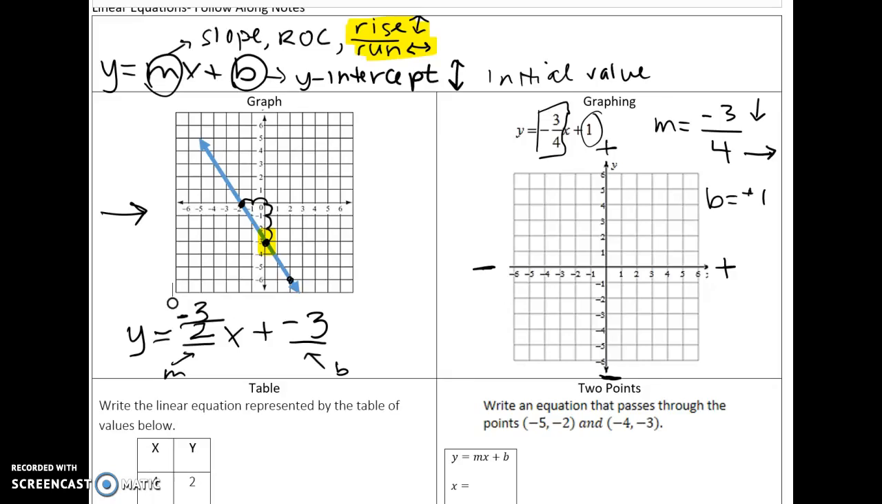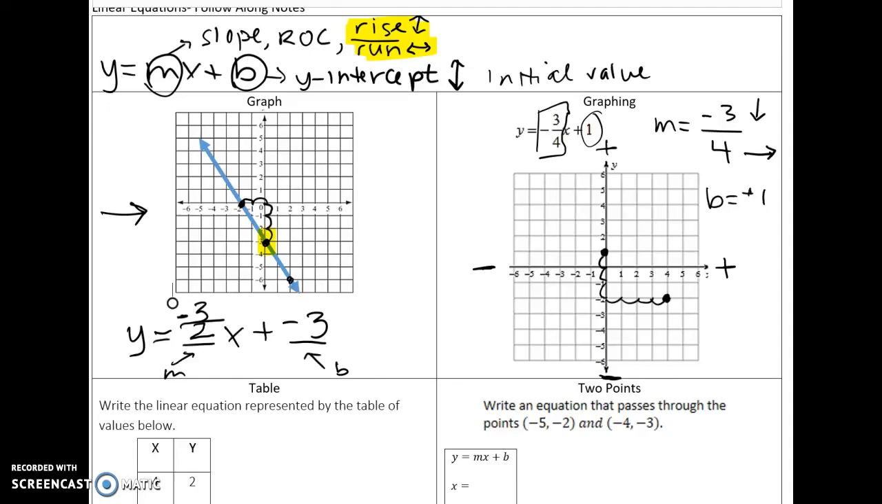So I will start by plotting my y-intercept at +1. From here, I will plot my rise over my run. I will start by going down 3 because it's a negative slope. So 1, 2, 3. And I will go right 4. 1, 2, 3, 4. I can't go down and right anymore, so I can instead reverse my directions.